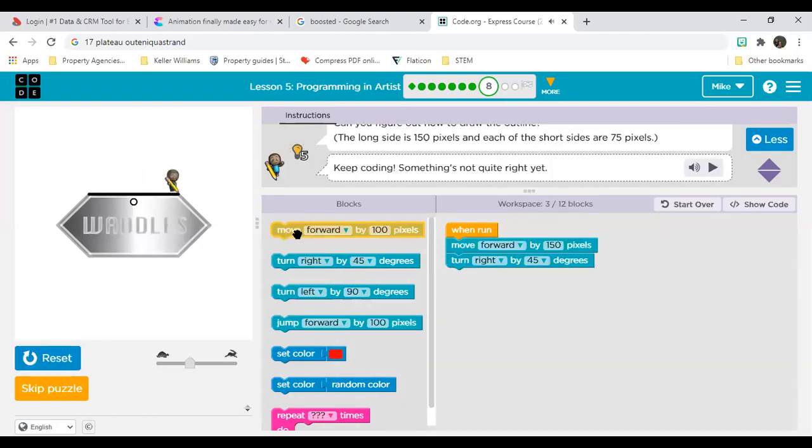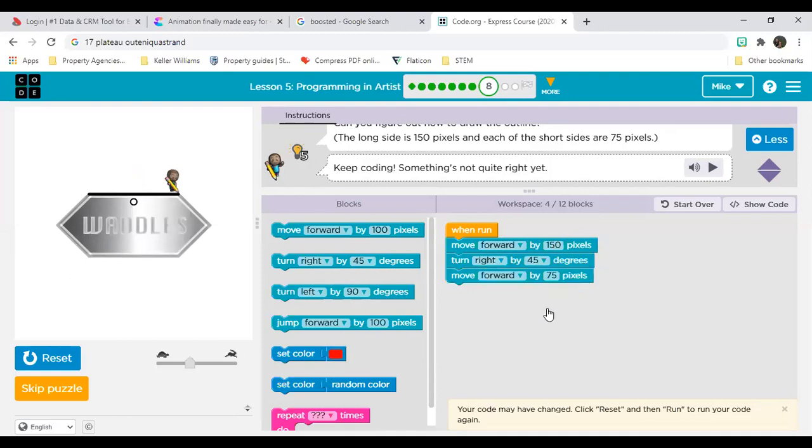Turn and move forward. Remember how long our short sides are? Our short sides, according to our instructions, are 75 pixels.